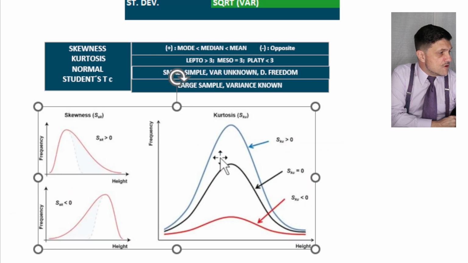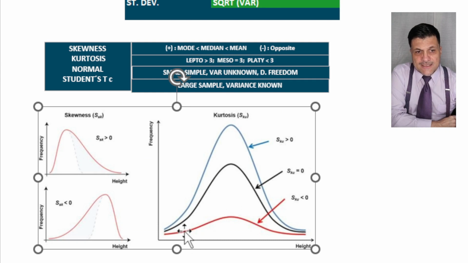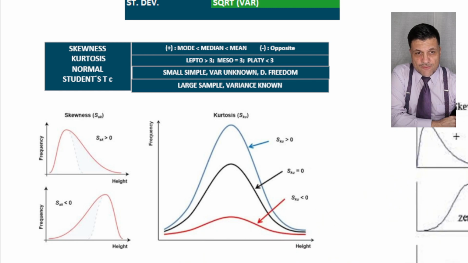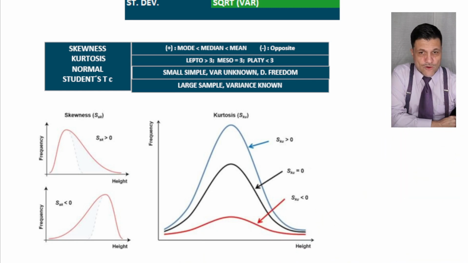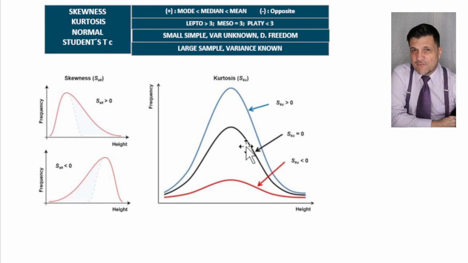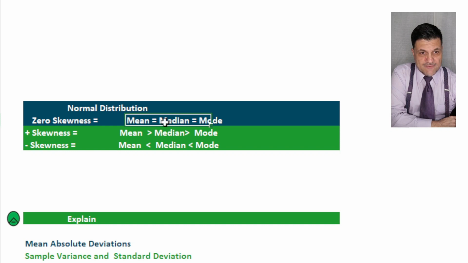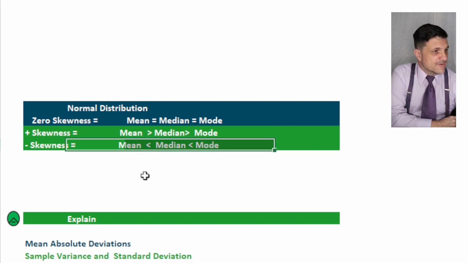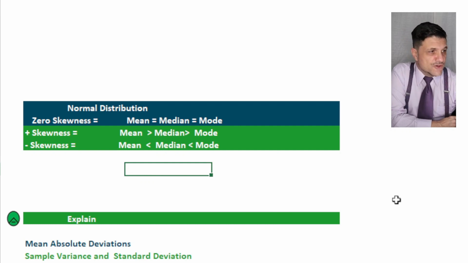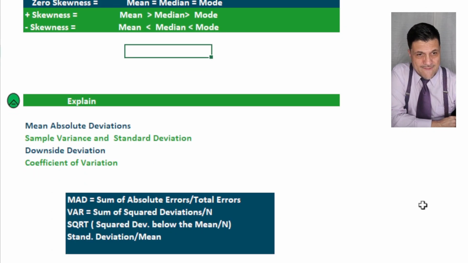By the way, put that in your pocket: the T distribution becomes equal to the normal distribution if you add more degrees of freedom. Could be a question. All right, let's continue. The normal distribution has zero skewness, which means the mean, median, and mode are in the same place. If there's positive skewness, this is the order. Negative skewness, this is the order. And please, friends, do not confuse skewness with kurtosis. Two different things. All right?